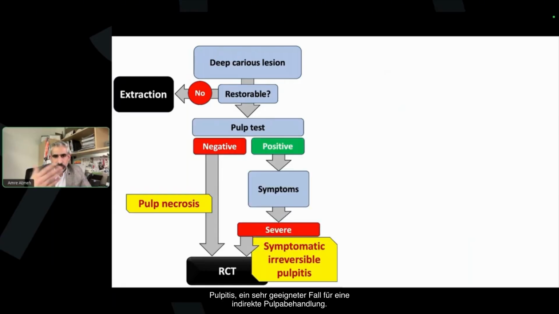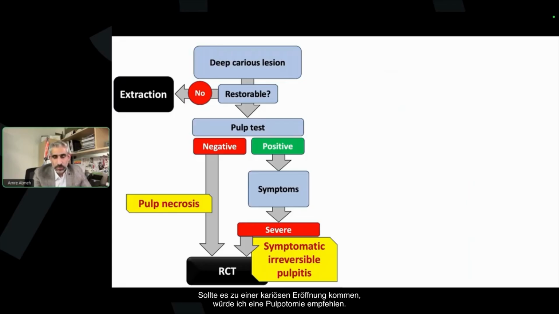But if the pulp is responsive, then you have to look at the symptoms. And again, as mentioned before, symptoms could be an indicative, although not accurate, but the best indicative of the pulp status with the other tests that you do. So having severe symptoms and a severe response to cold test, this is an indicative of a symptomatic irreversible pulpitis, which mostly we would tend to perform a root canal treatment.